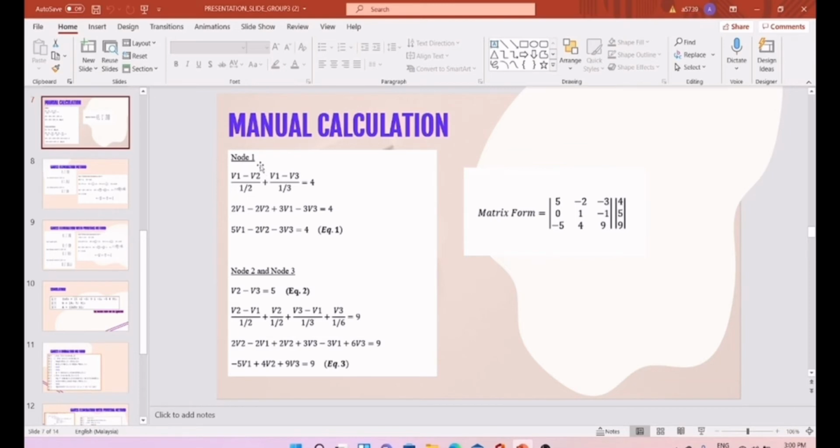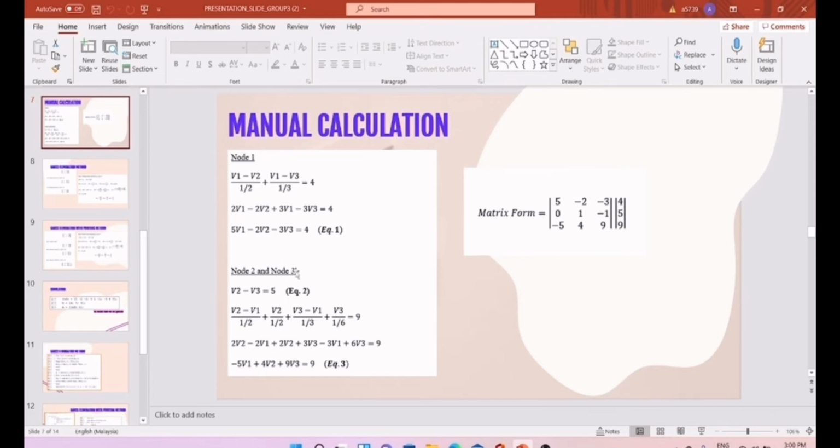For node 1, (V1 minus V2) over 1/2 plus (V1 minus V3) over 1/3 equals 4. 2V1 minus 2V2 plus 3V1 minus 3V3 equals 4. 5V1 minus 2V2 minus 3V3 equals 4. That is our equation 1.